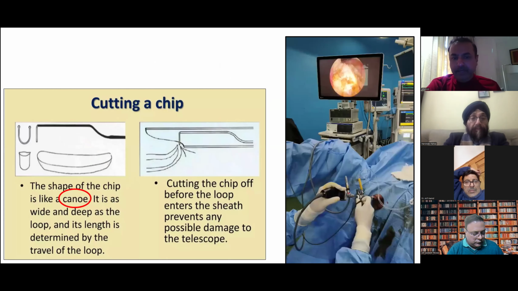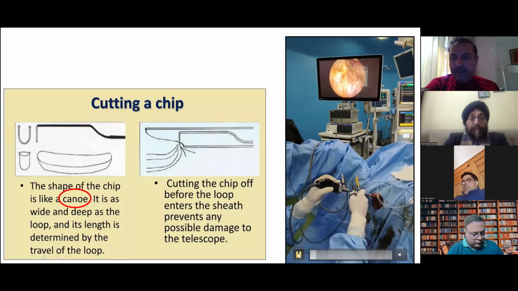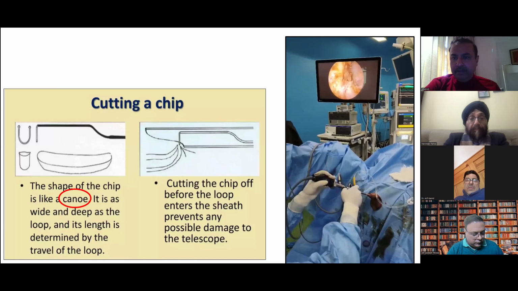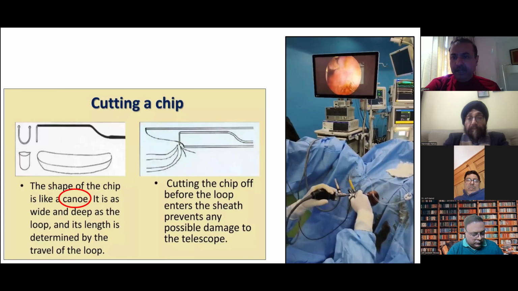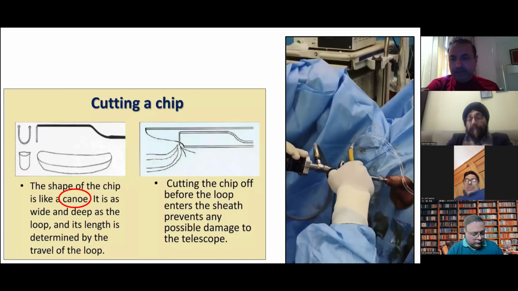Invariably, whenever you are doing a TURP, what is the canoe form of cutting? I'll just show you that. This is how you achieve a good cone when you're doing a TURP in a patient. So just look at the movement of the hand. How do you get a good thick long chip of a prostate along with the formation of a canoe?